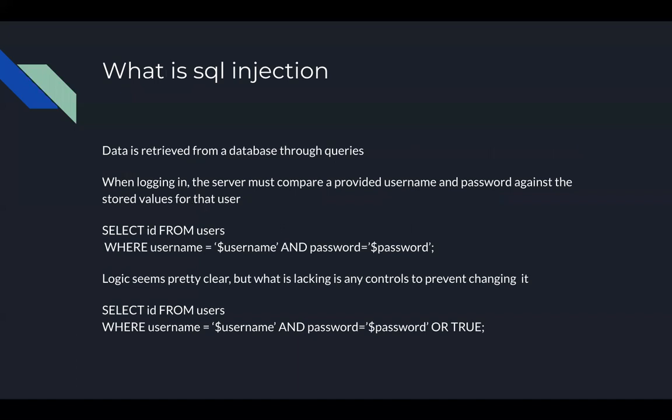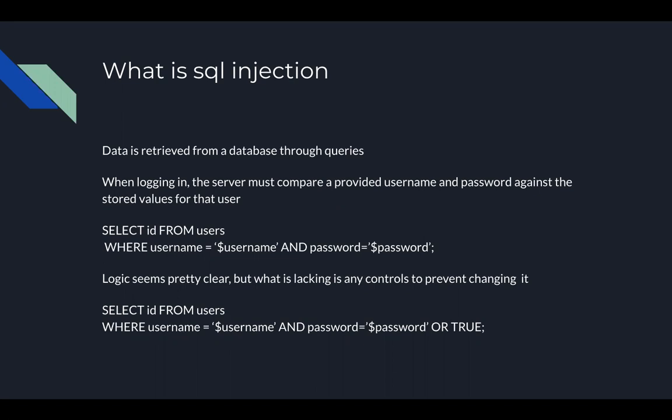In order to get data from a database, you need to send a command to it to get the subset of data that you want. To do that, you use a query. Same thing when logging in, you take a username and password and use that in the query to see what user exists and if the password is correct. If it is, you return the ID and the user is able to log in.